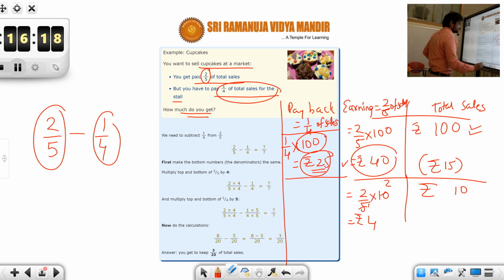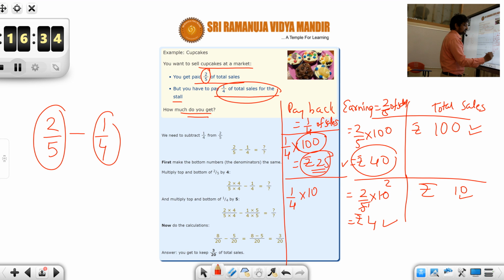Similarly, here if the total sales are 10, okay, your earnings are 4. How much do you need to pay back? That is 1/4 of 10. You will be paying back 2 rupees 50 paise.